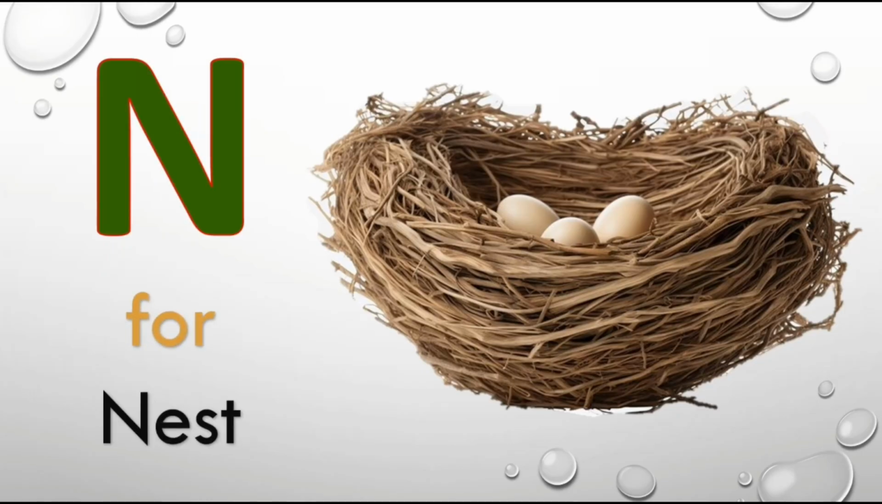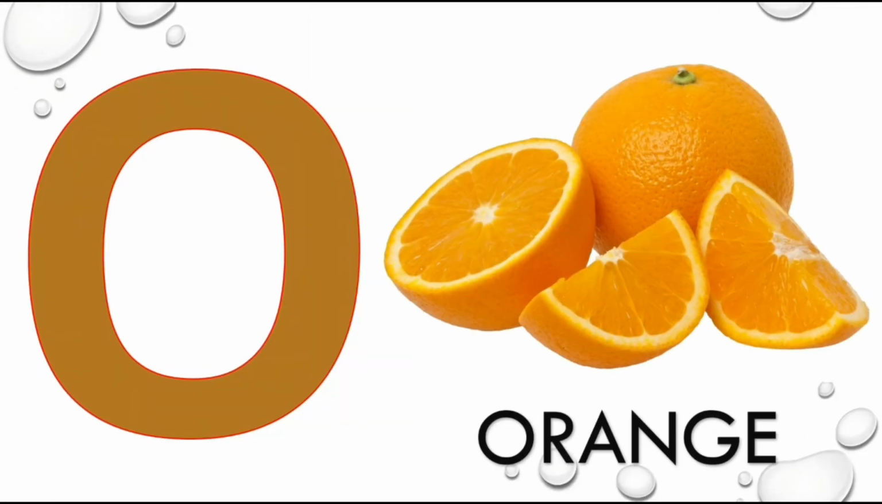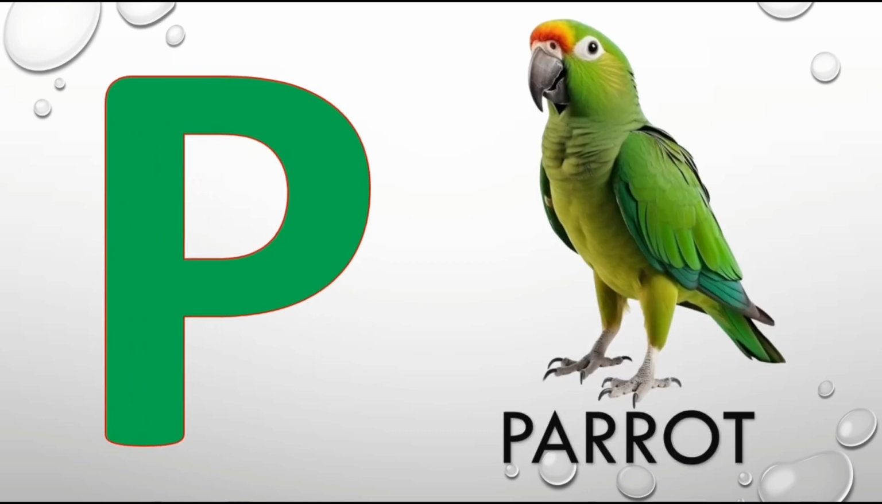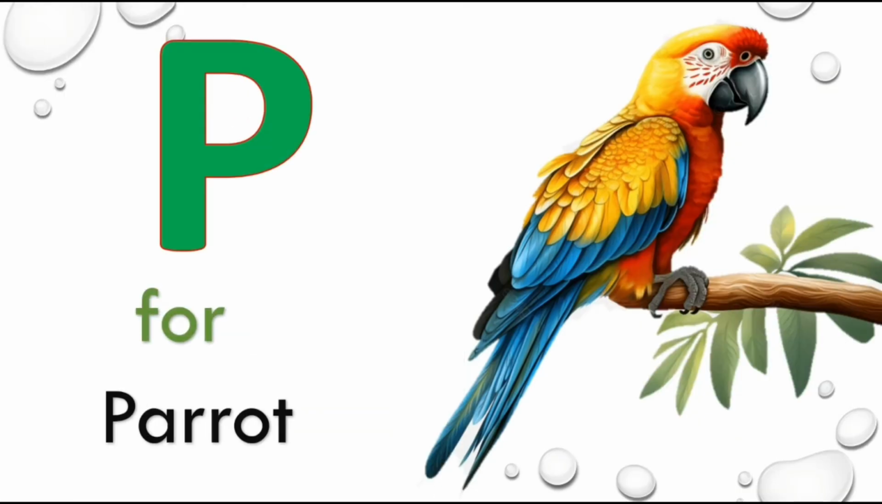N for nest. This is the letter O. O is for orange. This is the letter P. Parrot. P is for parrot. What is the letter Q?